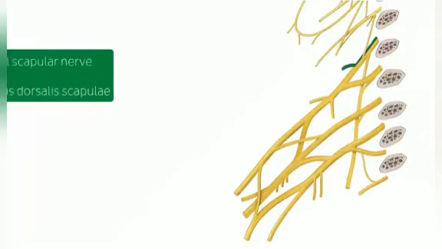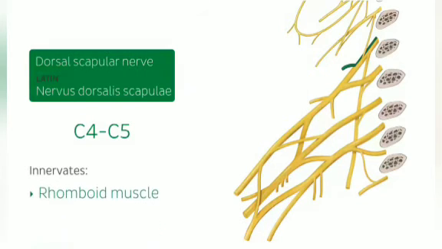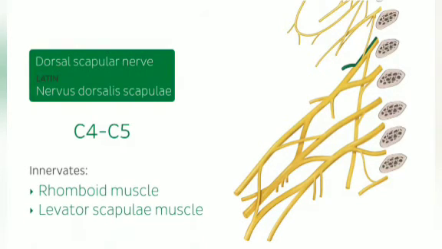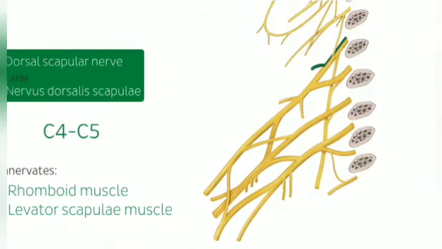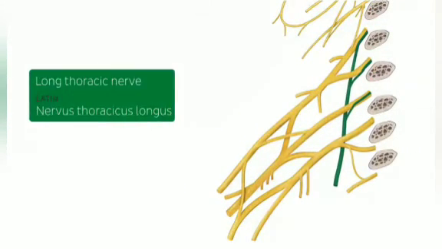The first nerve we'll look at is the dorsal scapular nerve, which arises from the roots of the brachial plexus. It carries fibres from the 4th and 5th cervical spinal nerves, C4 to C5, and innervates the rhomboid and levator scapulae muscles. Another important nerve that arises from the roots is the long thoracic nerve.